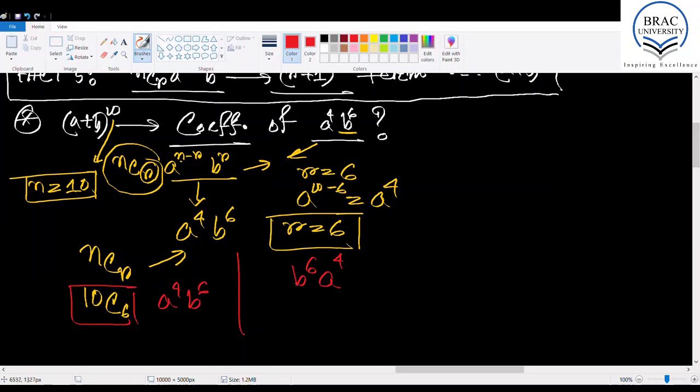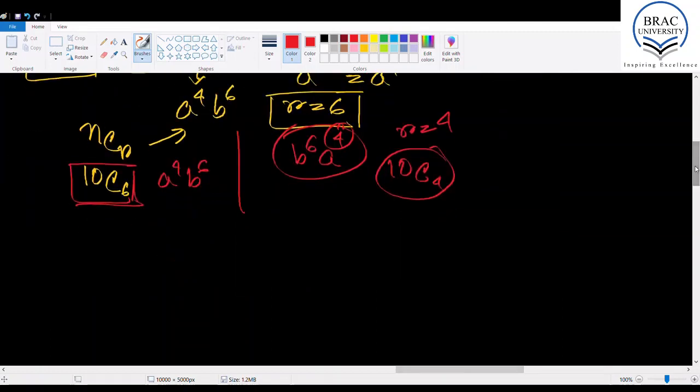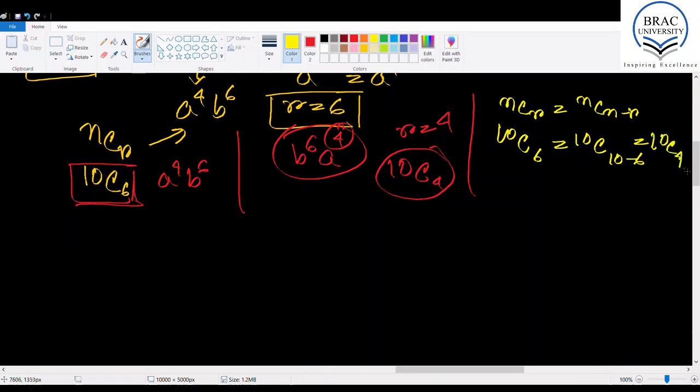Here you can see that if we compare this with this situation, here a equals to b, a and b change their position, right? So r value will be 4 in this case. Then the coefficient is supposed to be 10C4. So do you think your answer is wrong? No, your answer is right again, because as we can remember that NCR equals to NCN minus R. So 10C6 equals to 10C10 minus 6, that is 10C4. So both of these terms are equal, right?